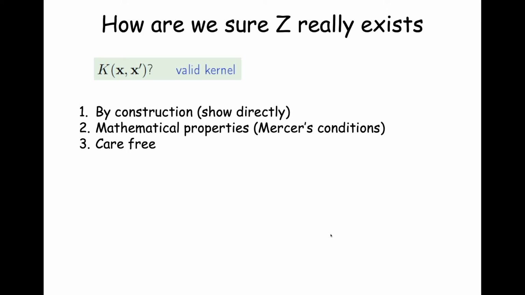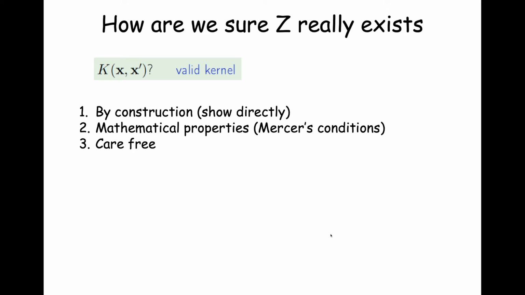Another approach for demonstrating that a kernel is valid, that Z really exists, is using a set of mathematical properties, so-called Mercer's conditions, and we'll talk about that. And the interesting part about these mathematical properties is that people have gone off and proven that kernels with these Mercer's conditions are valid kernels, and moreover, certain combinations or transformations on these kernels, if you can show that it's a Mercer's kernel, are also Mercer's kernels. This is a kind of closure under Mercer's conditions, as it were.